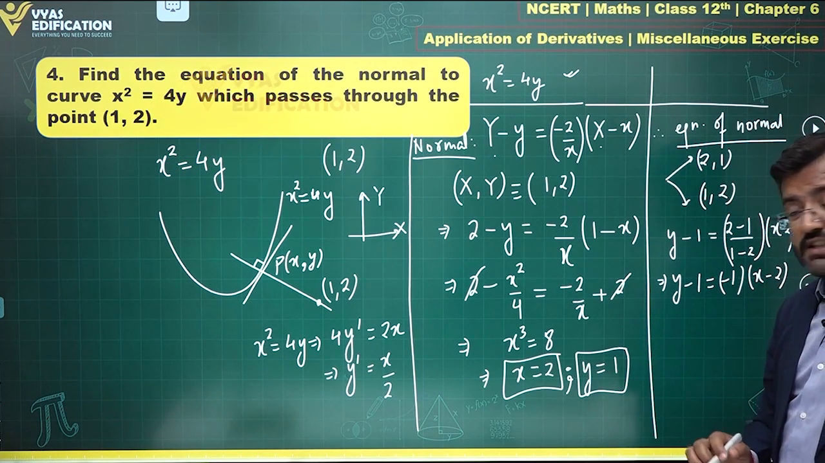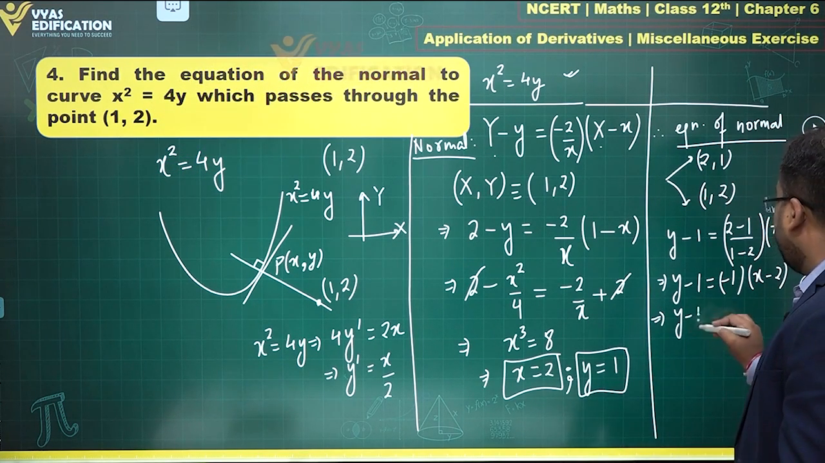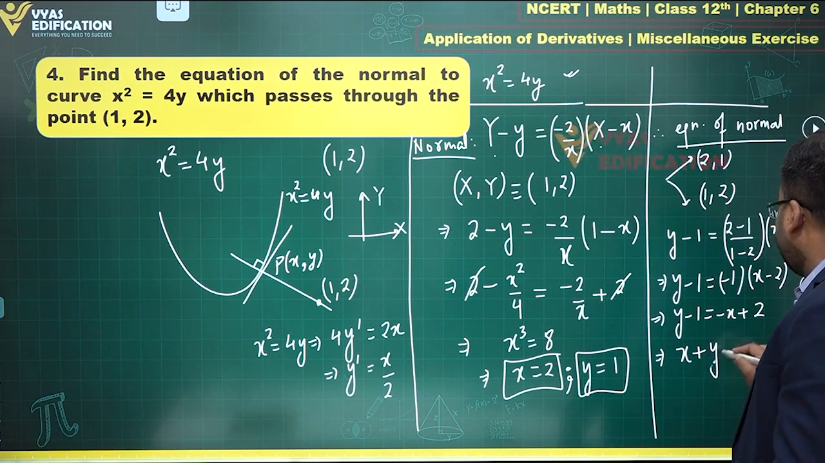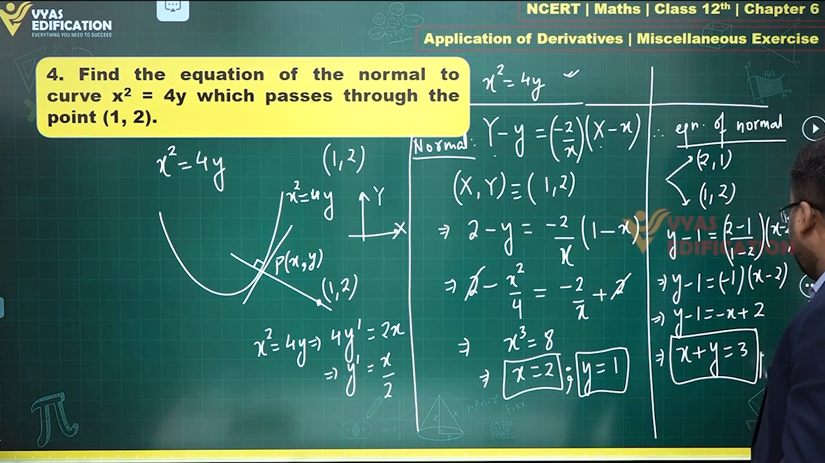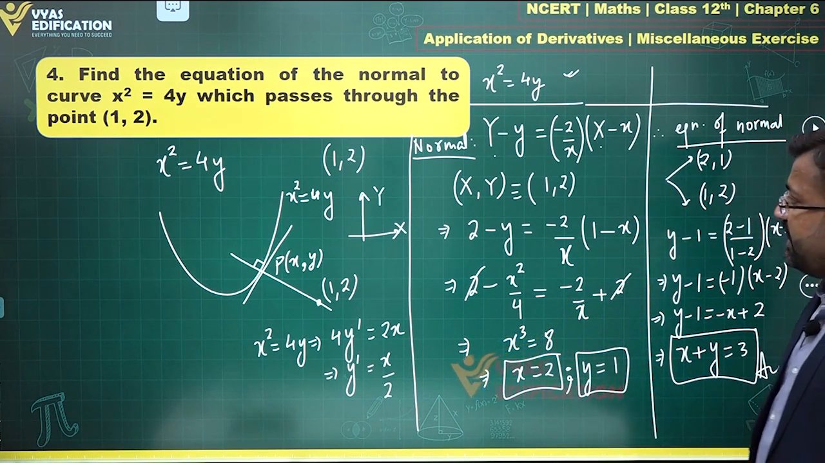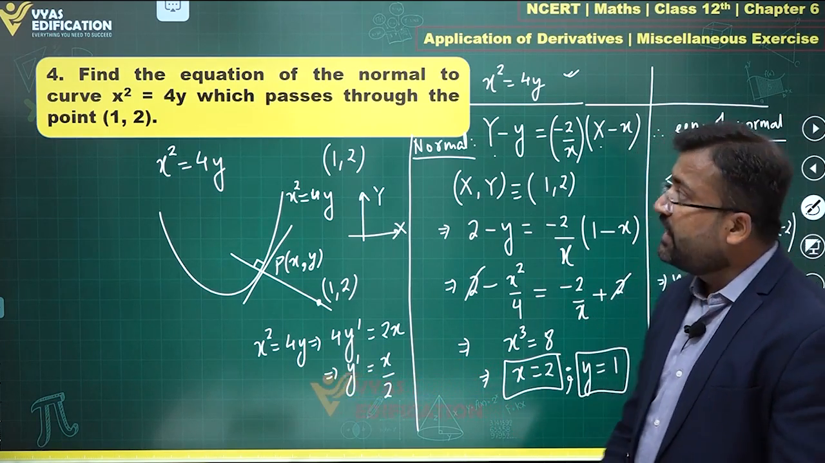Can you identify this? Yes. Therefore, y minus 1 is equal to minus x plus 2, which tells me x plus y is equal to 3. That's my correct answer. That's the final equation of the normal through this point. Right? That's the fourth question for us.